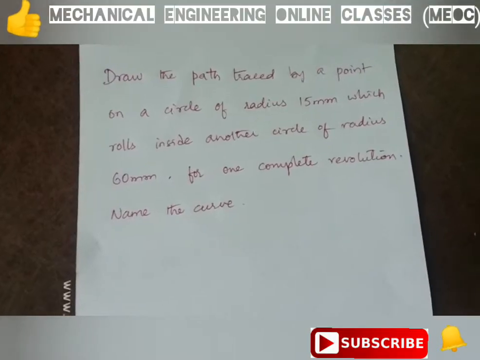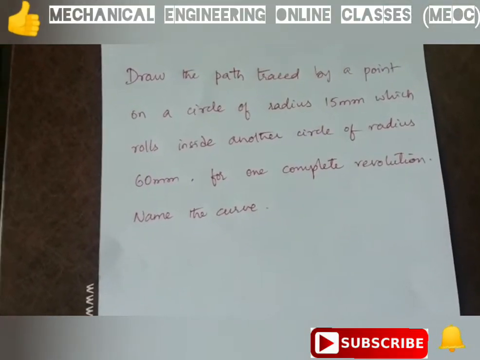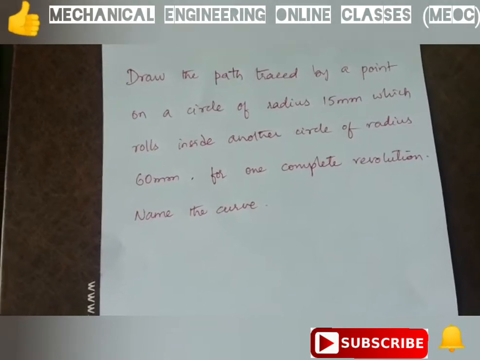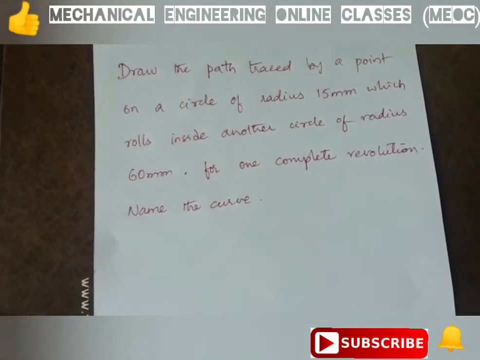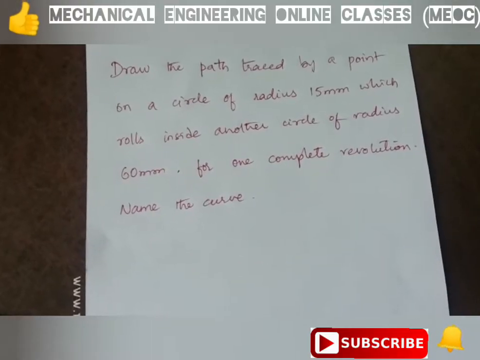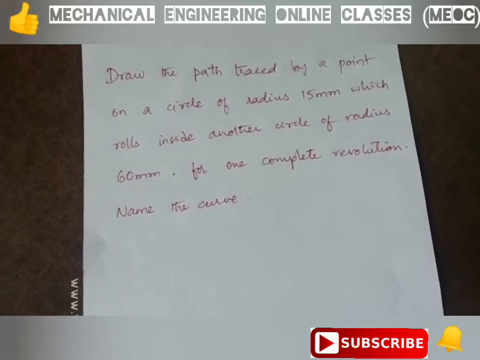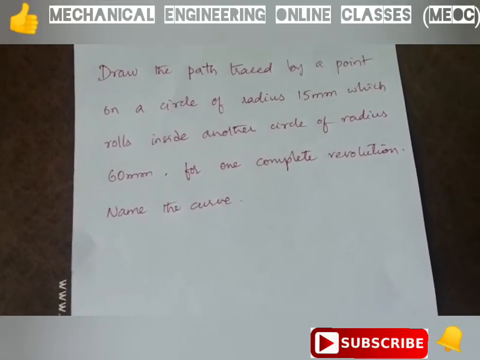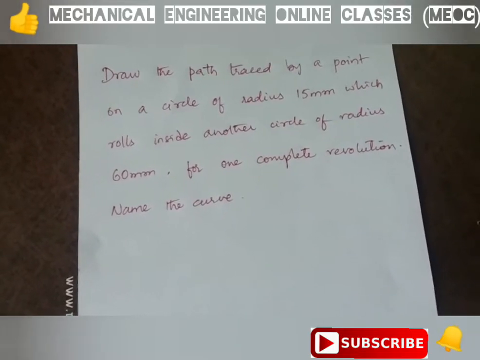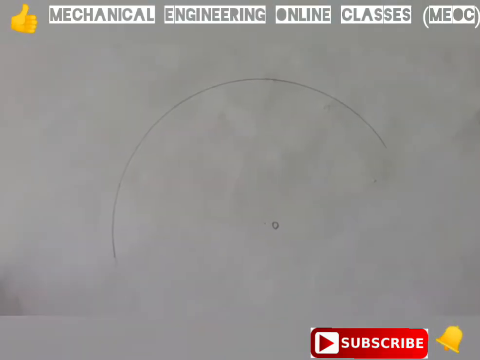Name the curve. By definition of a hypocycloid, if we have a generating circle which is rolling inside another circle, which is called the directing circle, then the path traced by any point on that generating circle is called a hypocycloid. Now I will set my compass radius to 60 mm in order to draw the directing circle, like this. I have named the center as O.